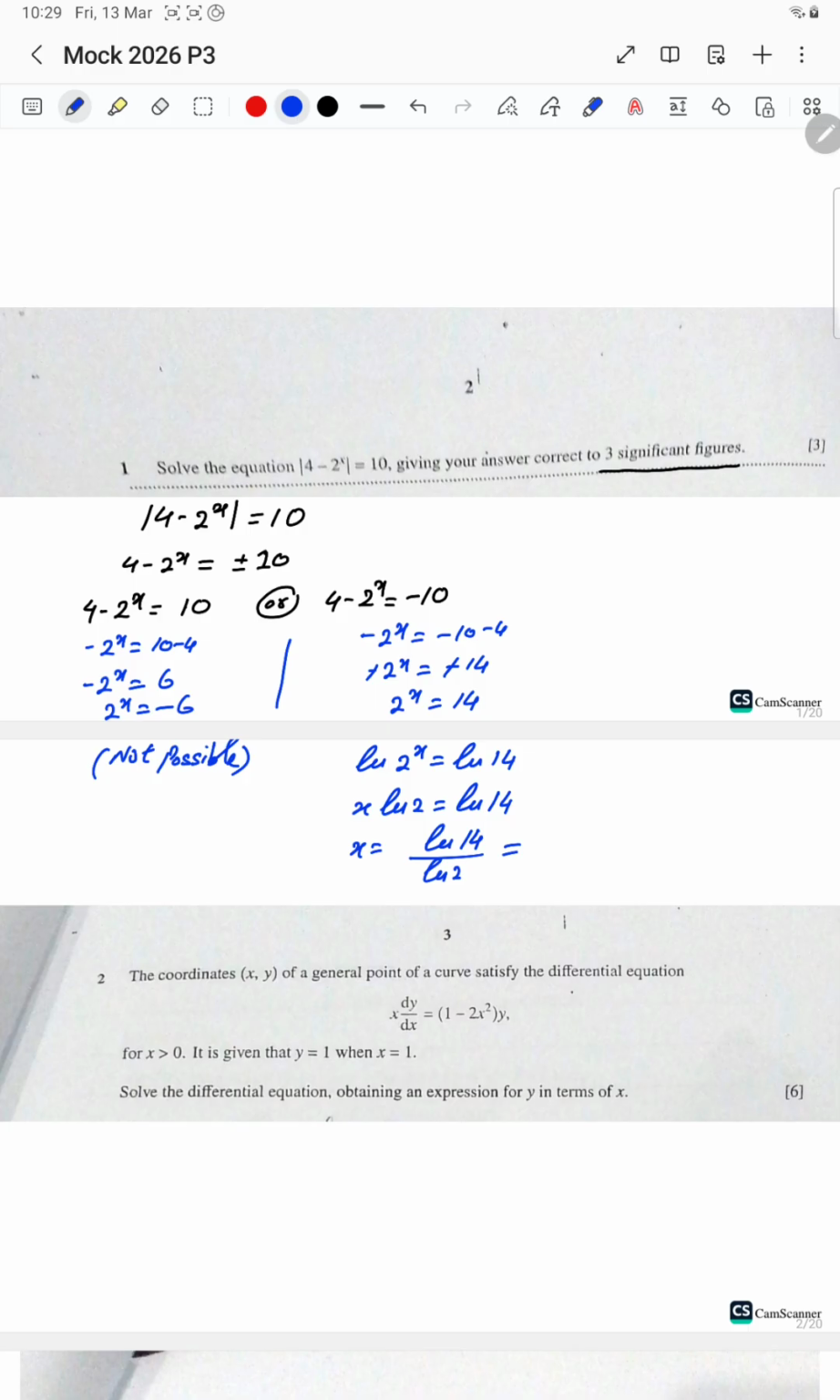Now we can use the calculator and we'll get 3.81 up to 3 significant figures. That is my answer. I hope it is clear. Simple question of 3 marks.